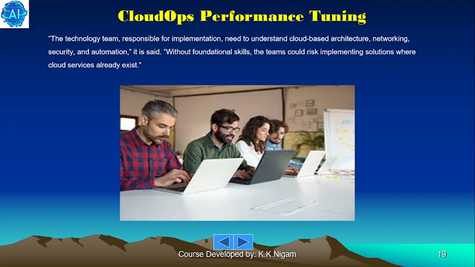The technology team responsible for implementation needs to understand cloud-based architecture, networking, security, and automation. It is said that without foundational skills, the team could risk implementing solutions where cloud services already exist.